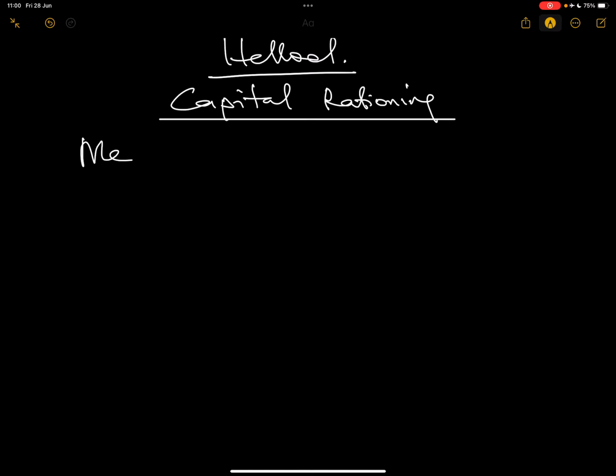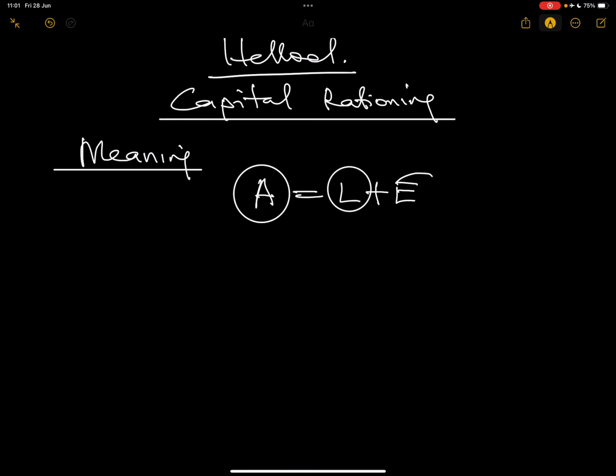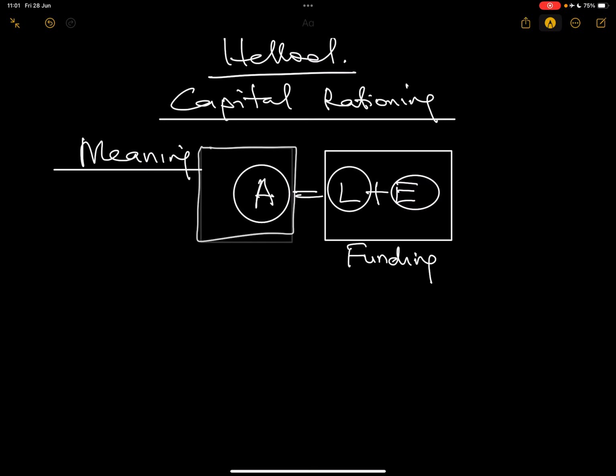And what is capital rationing? Remember, we said asset is equal to liability plus equity, which we have been talking about for a long time, that this asset can be financed by using liability or by using equity. So this part is our funding part, and this part is the investment part. Funding is also the same as capital.